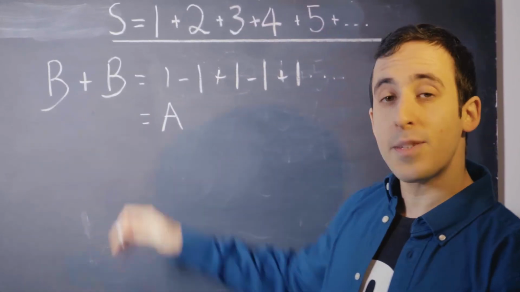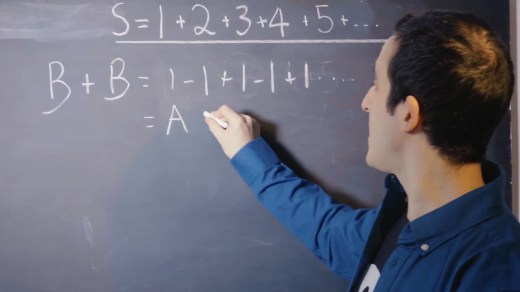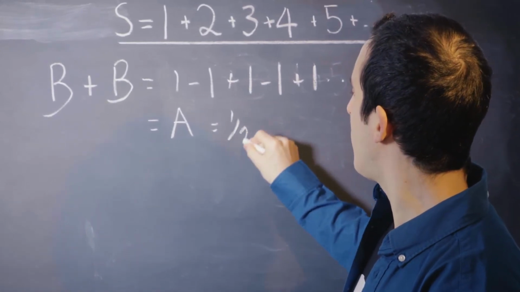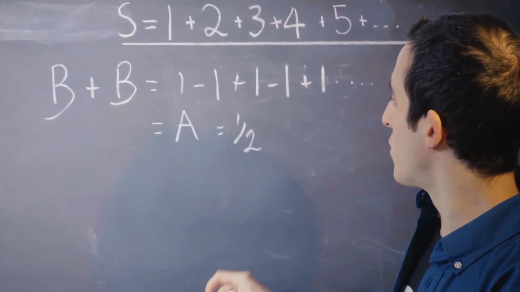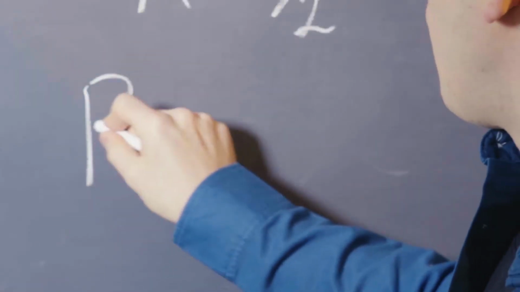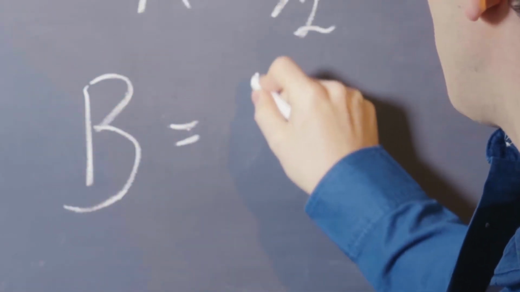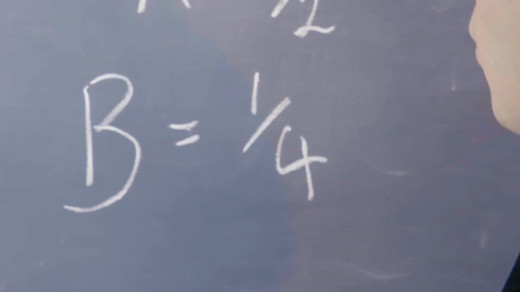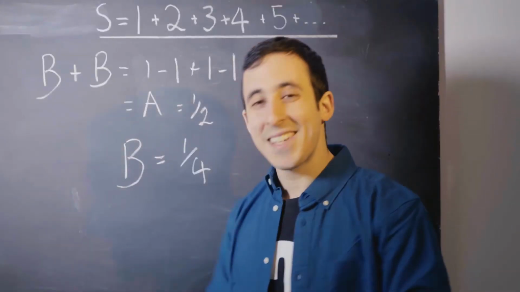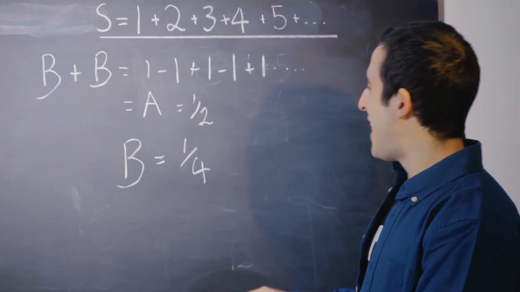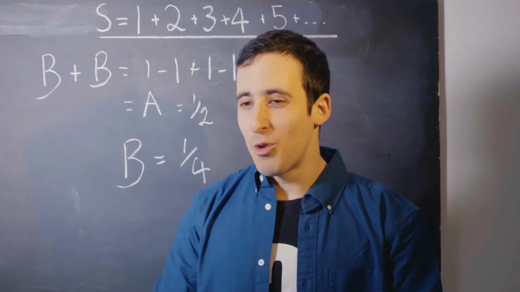So if B plus B is equal to A, well, A is equal to 1/2, so 2B is equal to 1/2, and we end up with B is equal to 1/4. Alright, so we've done a lot of the legwork now, and well done for sticking with it, and we are almost there.